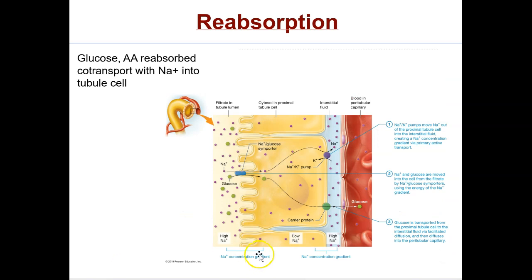So when materials are moving, they typically are going through the cell, and what you see here is a section of a PCT. You see the filtrate, you see the cell of the nephron, the simple cuboidal with the little microvilli, and you see the blood.